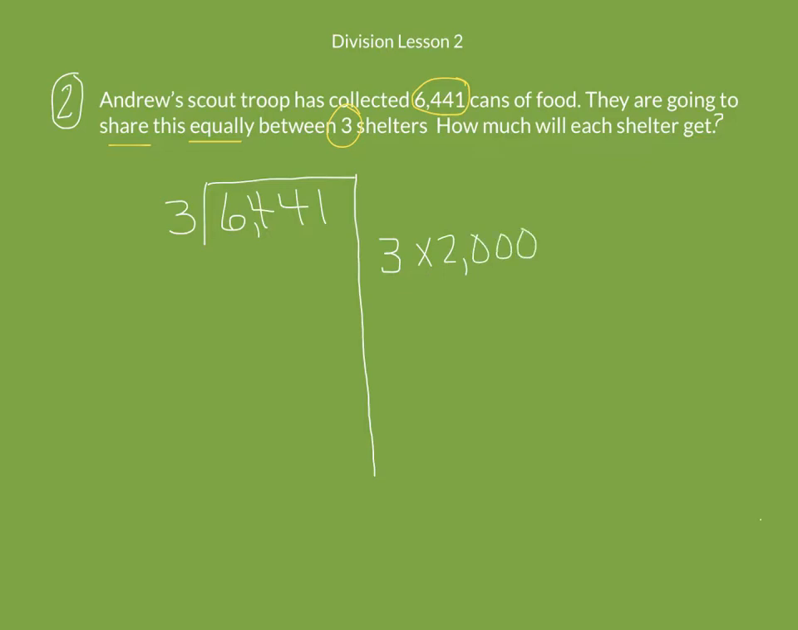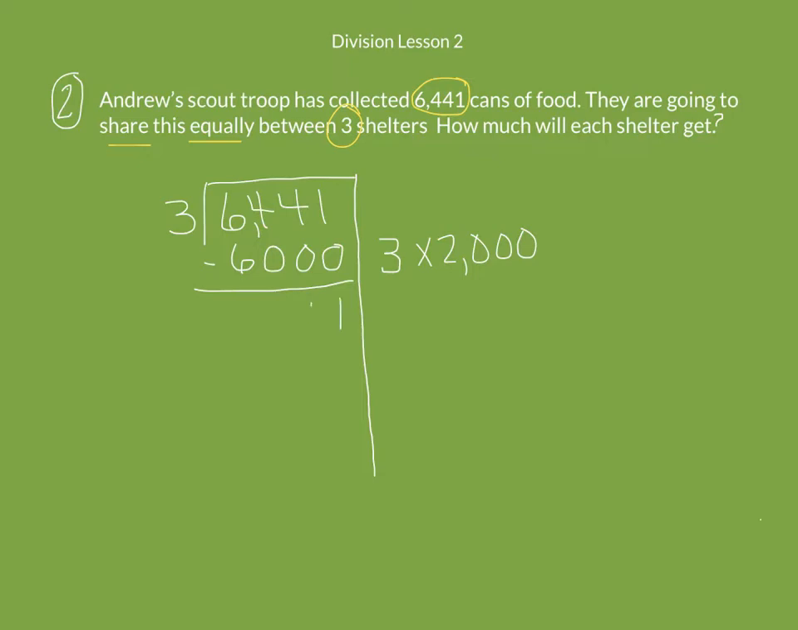2,000 for each shelter. Now, 3 times the 0 ones is 0. 3 times the tens is 0. 3 times the hundreds is another 0. And then 3 times the 2,000, 3 times 2 is 6. So I know that's 6,000. So Andrews Scout Troop has now taken 6,000 cans of food, and they have split them equally between the 3 groups. So we need to find out, what do they have left to still divide equally.